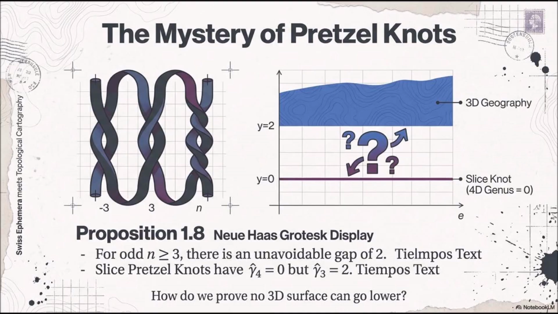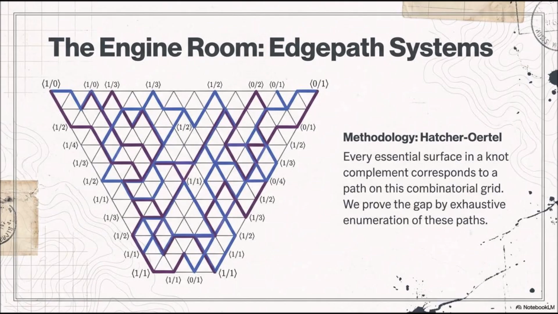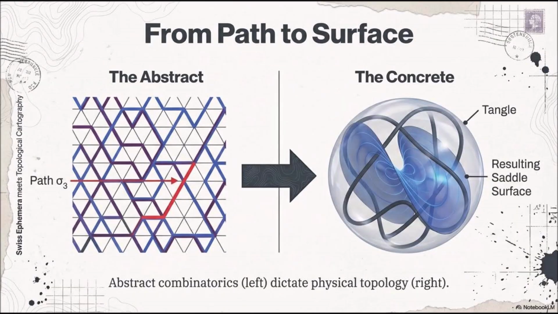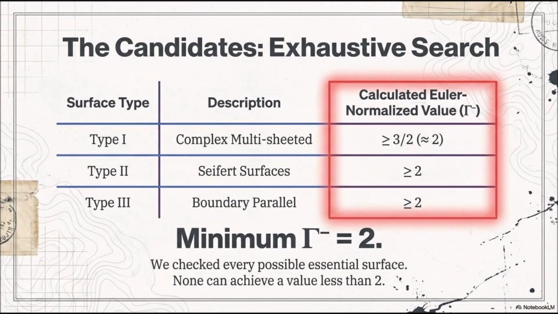Section 4, Euler-normalized genus agreements. Right, so now we apply all this machinery to specific important classes of knots. Subsection 4.1, alternating knots. It starts with 4.1.1, combinatorial proof of Theorem 1.3. And let's remind ourselves, Theorem 1.3 was the big one. A knot is alternating if and only if its normalized genus is 0.